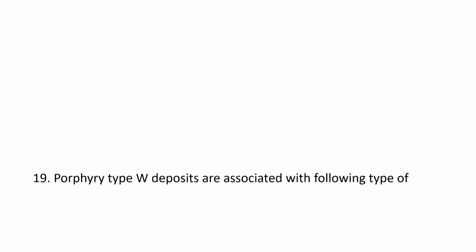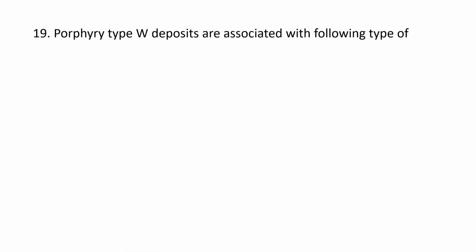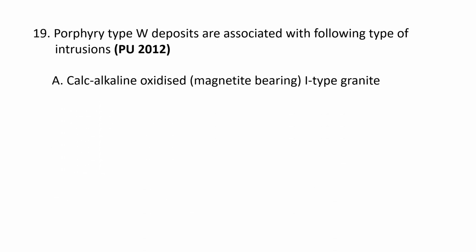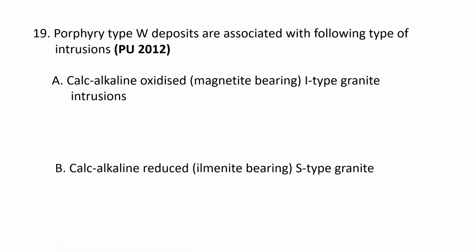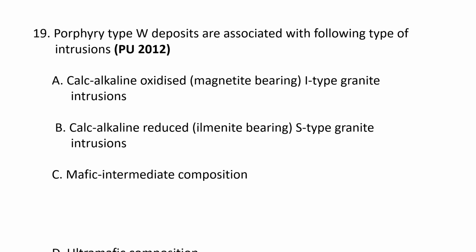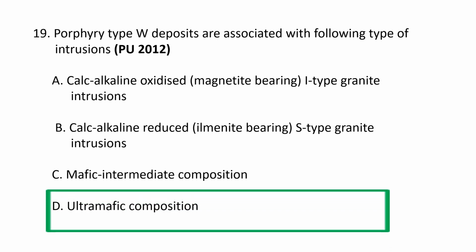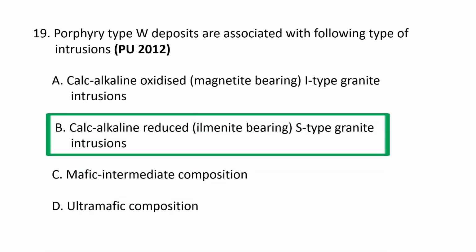Next question. Porphyry type tungsten deposits are associated with following type of intrusions. A. Calc-alkaline oxidized magnetite bearing I-type granite intrusions, and B. Calc-alkaline reduced, that is ilmenite bearing S-type granite intrusions, and C. Mafic intermediate composition, and D. ultramafic composition. The correct option is calc-alkaline reduced ilmenite bearing S-type granite intrusions.